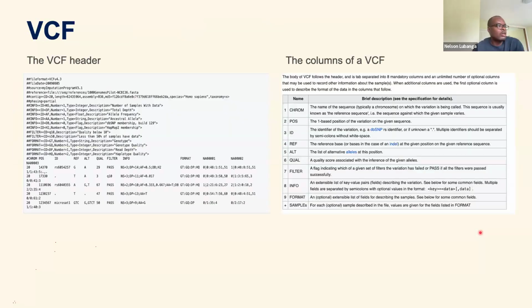So this is how a VCF file looks. I don't know if you can see. We have the VCF header, and then the columns of the VCF. For the columns, we have the chromosome, the position, the ID, the reference, the alternative, and the quality, followed by the filter column, which shows whether the variant passed or did not pass the filtration. We have the info field, the format, and then the sample columns.